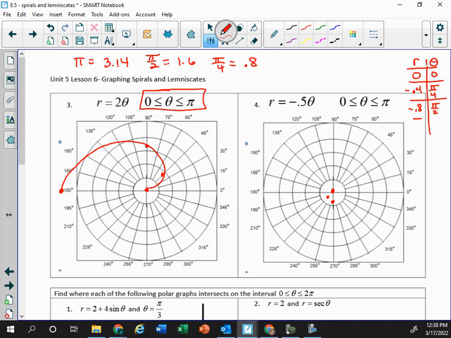Then again, I'm just going to jump to pi. What do I get for the r value with pi? Negative 1.6, yeah. So I go left 1.6 and then travel around pi. So that's what your spiral looks like. Okay?